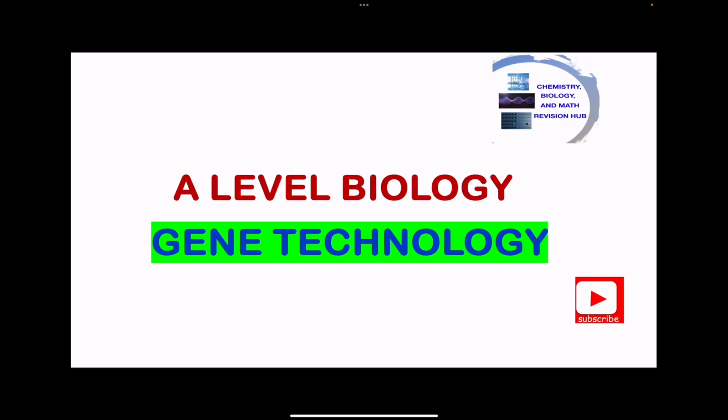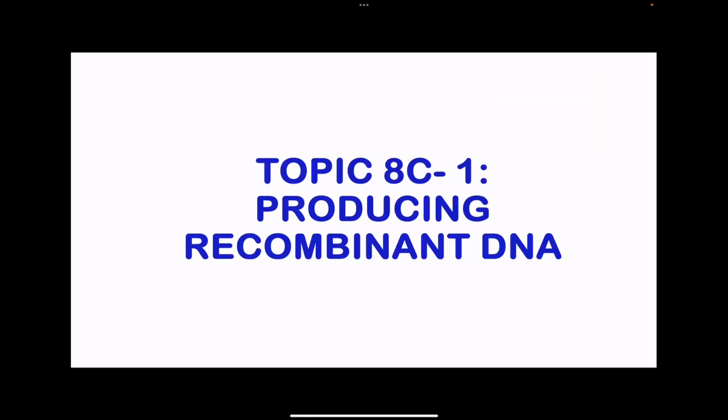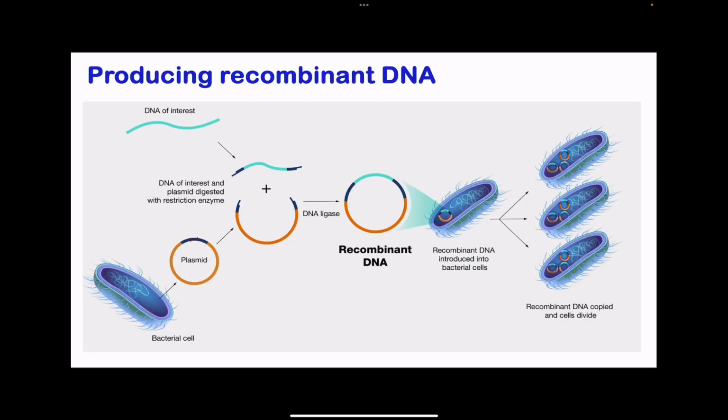Today we're doing the A-Level Biology topics. This is Gene Technology, beginning with topic 8C1, producing recombinant DNA. To produce recombinant DNA, we need a gene of interest, for example that, and we need a specific vector to help us to deliver the gene. In this case, this plasmid is going to be the vector.